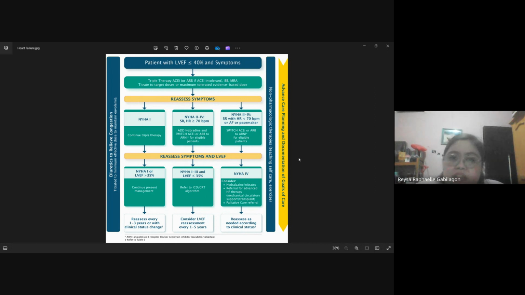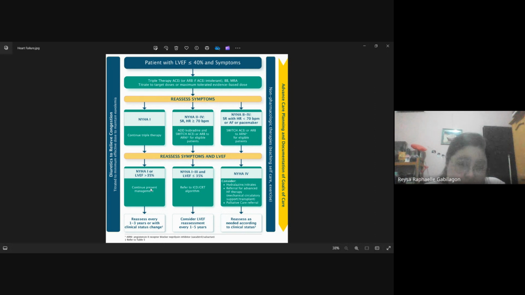Pero kung grabe na talaga yung symptoms ng ating patient, baliktad, bradycardia siya. I mean, not really bradycardia, but it's less than 70 beats per minute yung kanyang heart rate. We may switch the ACE or ARBs to ARNI also, but this is just for eligible patients. So, walang Ivabradine dyan. And then, after that, syempre, there is monitoring and then we will be reassessing the symptoms of our patient and then we will be looking into the ejection fraction.